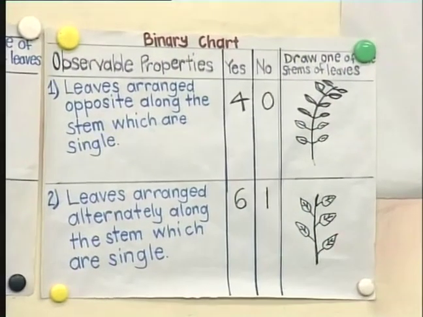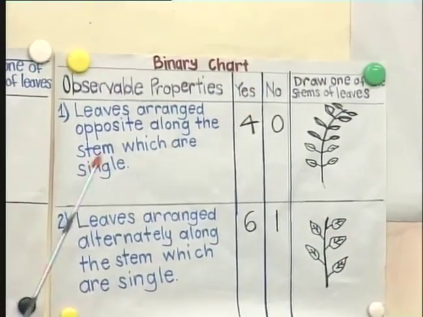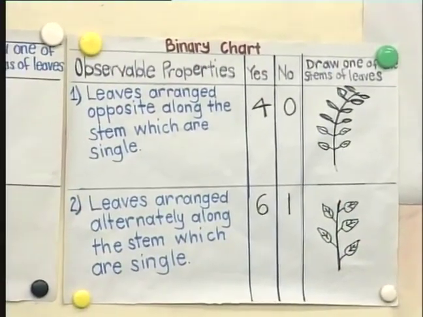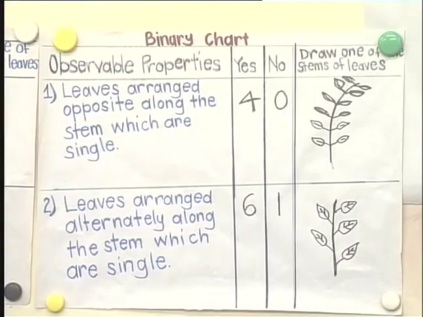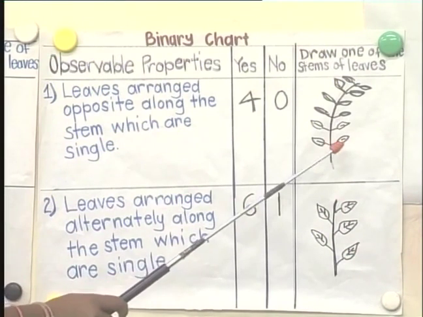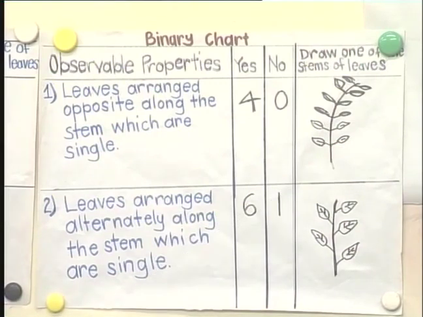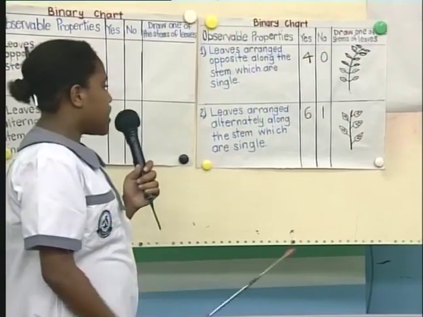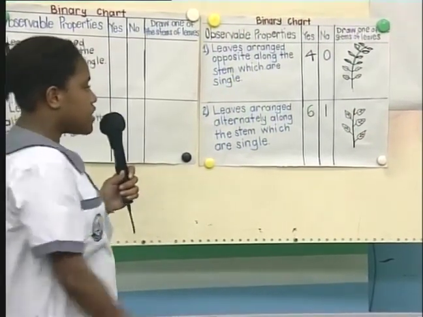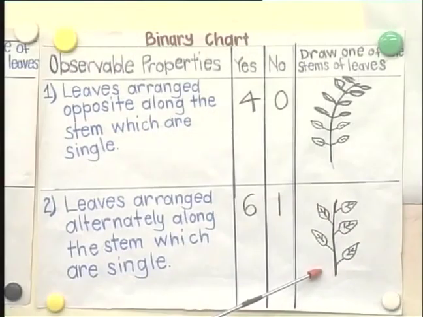On our study, we found out that there were only 4 leaves that were arranged opposite along the stems which are single, and that none were arranged opposite along the stem which were not single. The leaves arranged alternate along the stem which are single were only 6. There was only 1 that wasn't single. This is how the leaves arranged opposite look like. For the leaves arranged alternately along the stem which are single, this is something that they look like. Thank you. Good. Thank you, Michaeline.